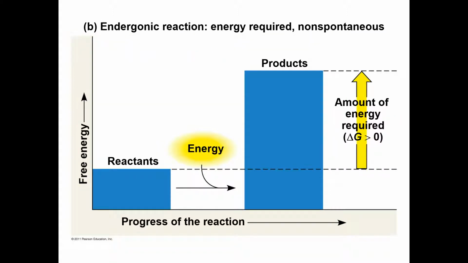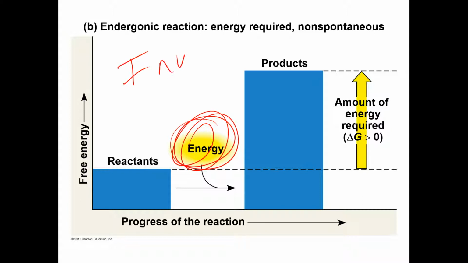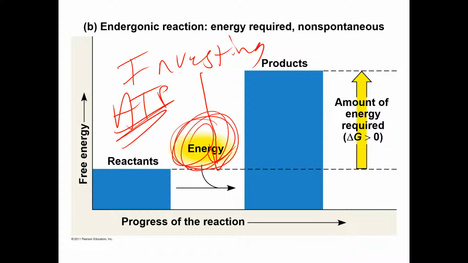Now your endergonic reactions require energy. Notice here your reactants have a lower amount of free energy than your products. So in this case, instead of releasing energy, you're actually going to be investing energy into the reaction, typically in the form of ATP, and you're going to take your reactants and form products.